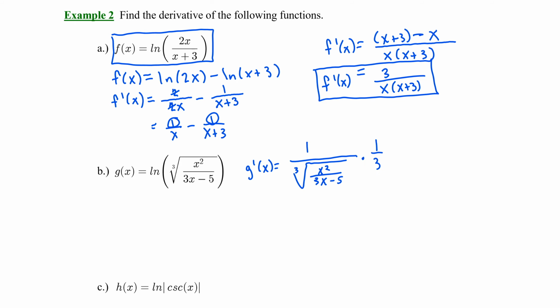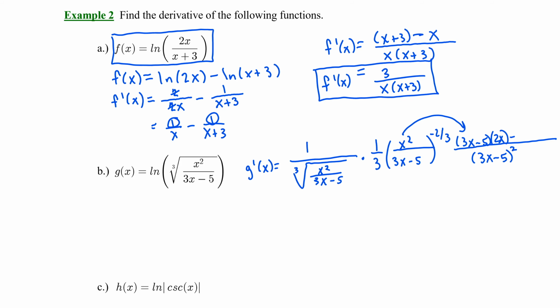Well, I'd have to start with the power rule. Think about that cube root of x as x to the 1/3. And then I'd have to multiply by the derivative of this, which would require the quotient rule, right? Same times derivative minus derivative same. And then I would need to simplify that. That is yuck, right? It's definitely possible but not convenient. So let's take advantage of logarithmic properties. Let's expand and then we will differentiate.